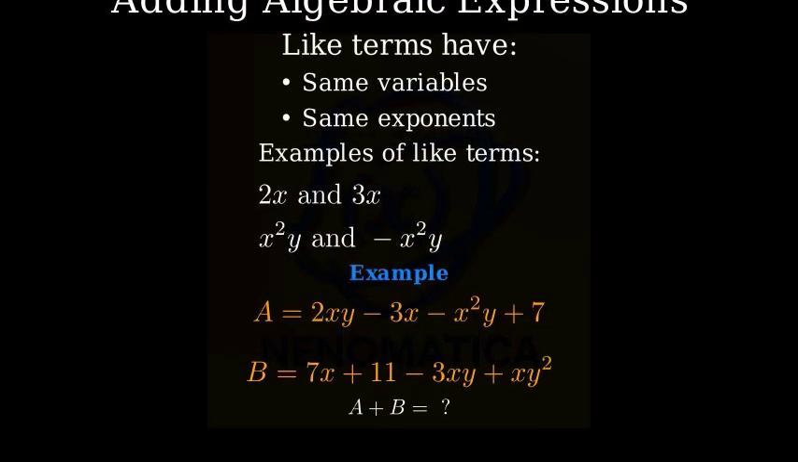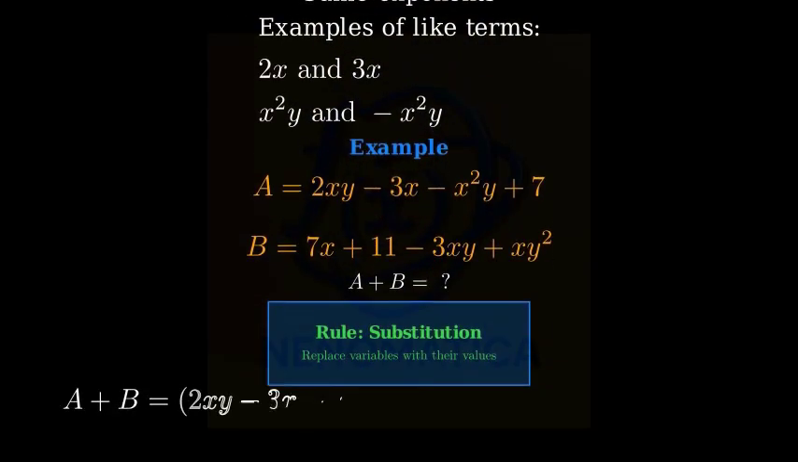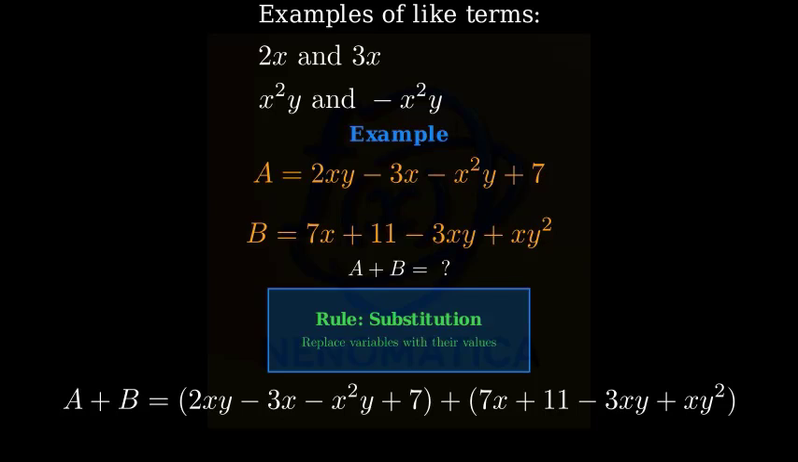To do this, we'll add these expressions by combining like terms. Let's start by writing out what A plus B means. We substitute the expressions for A and B into our equation. A plus B equals the expression 2xy minus 3x minus x squared y plus 7, plus the expression 7x plus 11 minus 3xy plus xy squared.